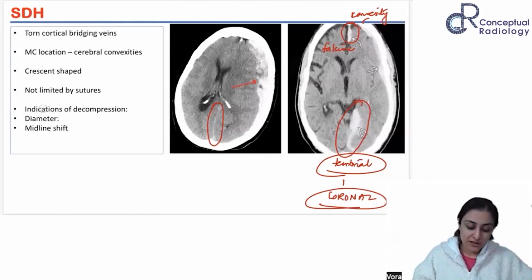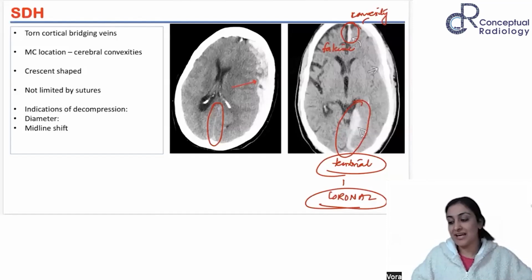All right, what about SDH? Now SDH is not as dangerous as EDH and doesn't always need decompression. So one is the diameter. Who will tell me what diameter you want to tell? Let's see, we will talk with a neurosurgeon about what to do in such a case. What do you want us to do? Do you want us to just falsely tell you that it looks more like EDH, or SDH? What do you want us to do? So we'll talk about that as well.